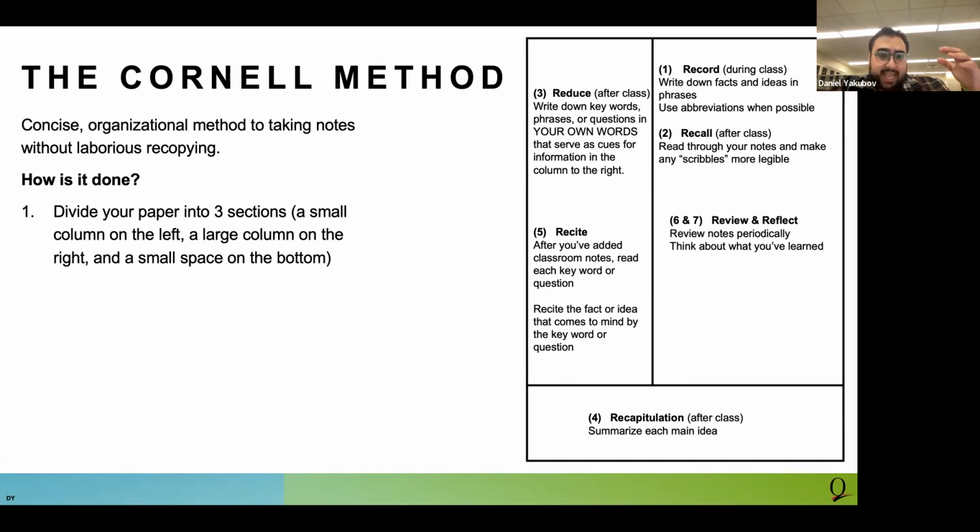Essentially, it's just a full-length sheet that you divide into 3 sections. There's a 2 to 3 inch left-hand section. The majority of your page is a right-hand section, and then the bottom portion of that page is going to be the summary section.